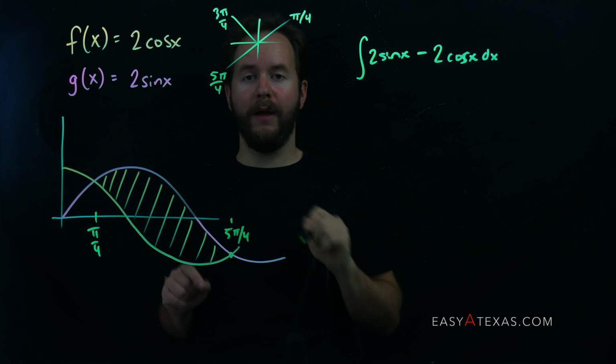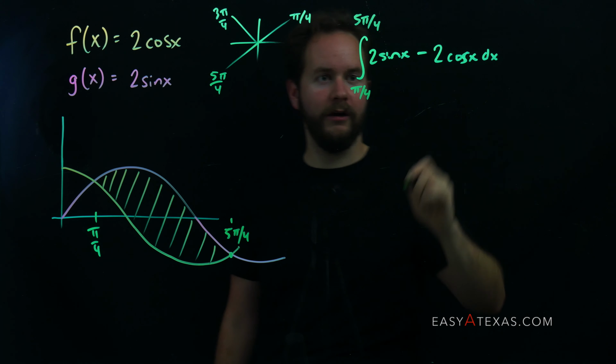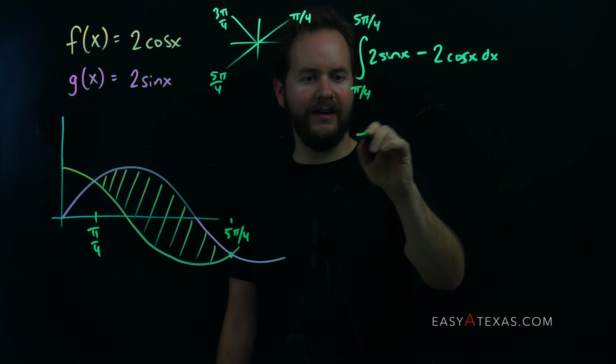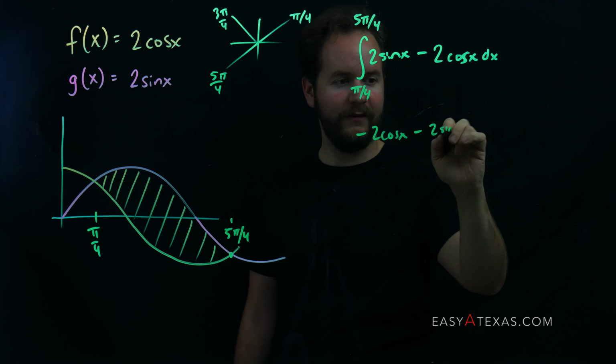So these are going to be our bounds of the integral. We're going to put pi over 4 here, and we're going to put 5 pi over 4 above here. The integral of 2 sine of x is negative 2 cosine of x. The integral of negative 2 cosine of x is negative 2 sine of x.